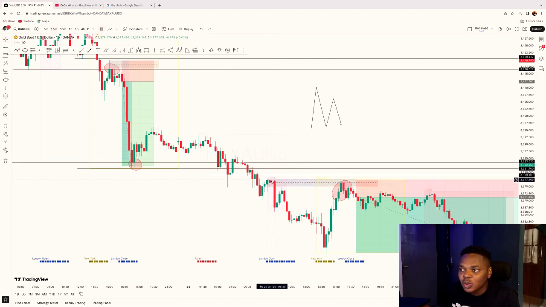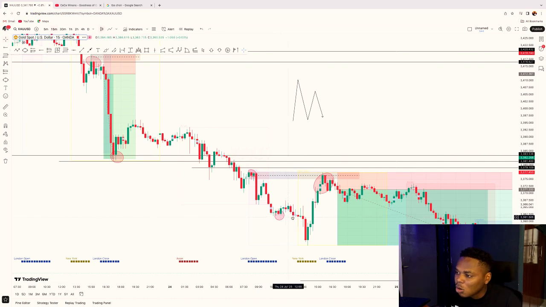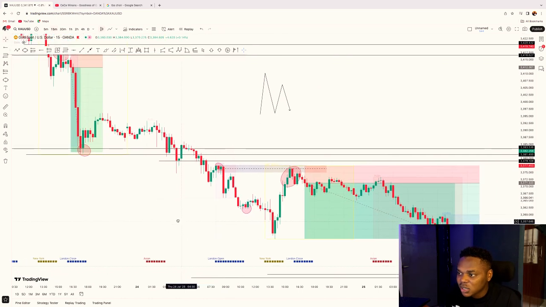When London opened, this was the highest point price got to during London. Let me mark it out for you. Then below here is the lowest point price got to during London session. Although let me add the overlap. Let's add this place as the lowest point price got to during London session, somewhere here. Yes, let's use that point.